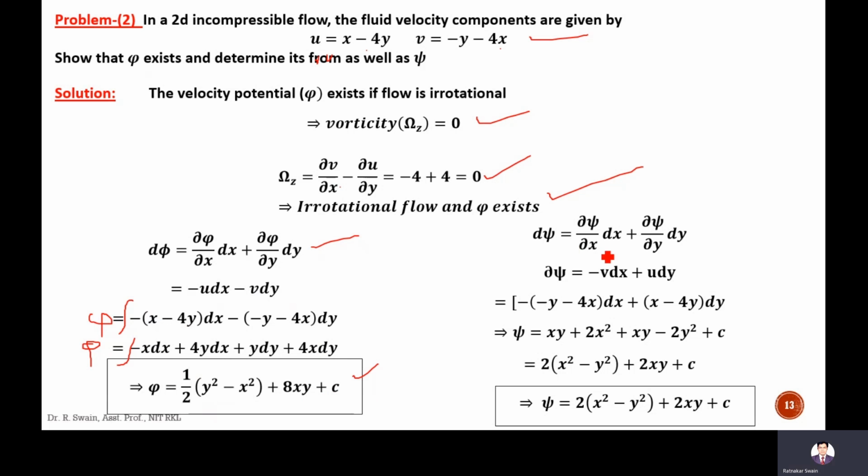Similarly d psi, you can express in partial derivative form, del psi by del x into dx plus del psi by del y into dy. So del psi by del x is minus v, del psi by del y is u, so minus v dx plus u dy. Here you write the v equation, minus of this v, plus the u equation. So psi is the integration of this. After integrating, it will give you 2 of x square minus y square plus 2xy plus c. So this is the expression of psi. Like this you can solve the problems. Thank you so much.